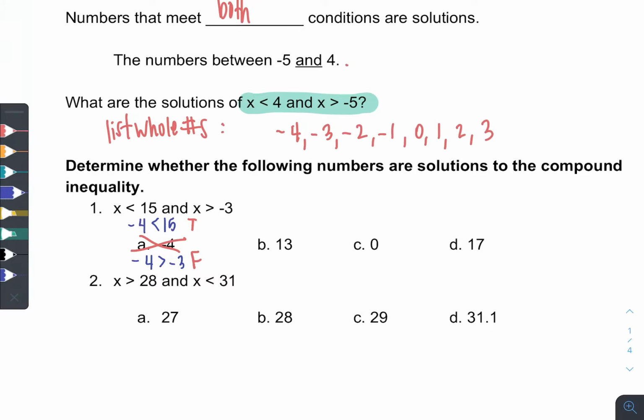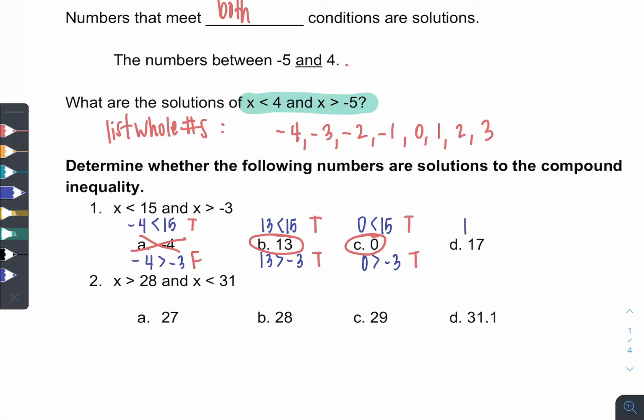All right, next up, 13. We have 13 is less than 15, and 13 is greater than -3. 13 is less than 15, that's true, and 13 is greater than -3. So B is a solution. Let's test 0. 0 is less than 15, and 0 is greater than -3. This is true, and this is true, so 0 is a solution.